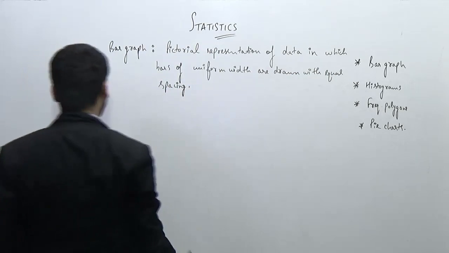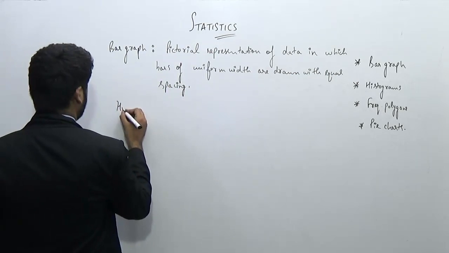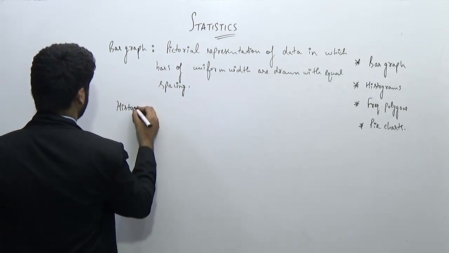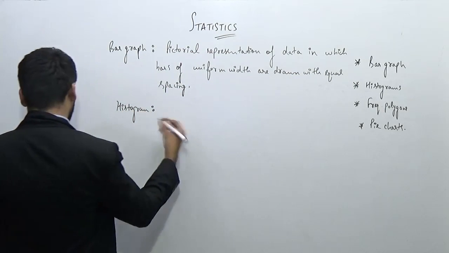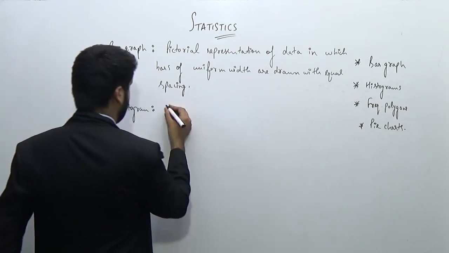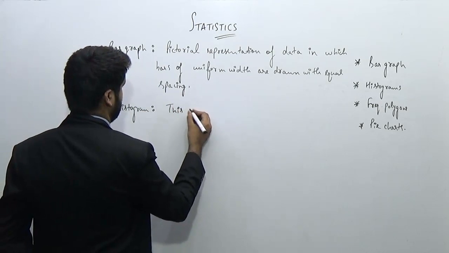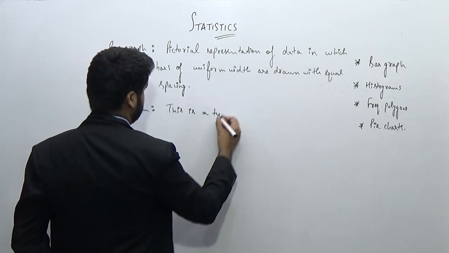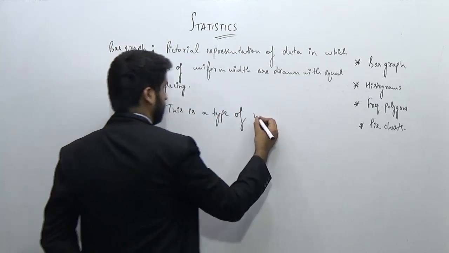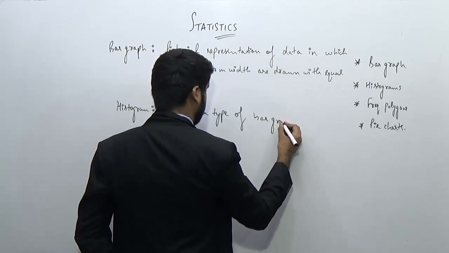Now let's see the second type. The second type is the histogram. So in the case of histogram, guys, this is a form of a bar graph only. This is a type of bar graph, but with continuous data.